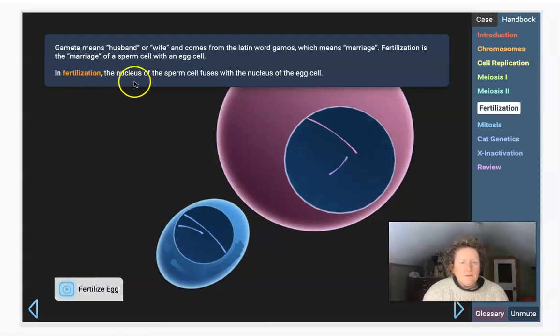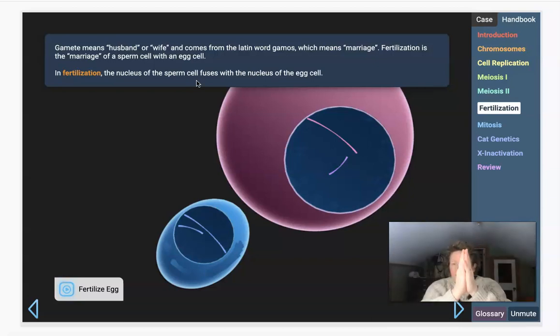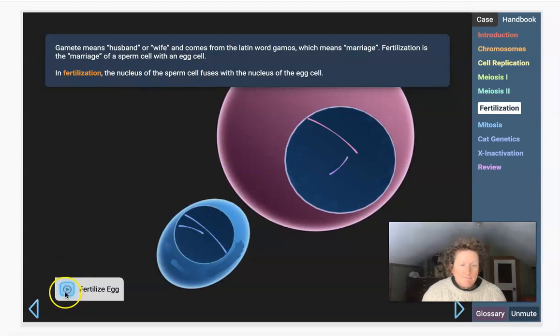In fertilization, the nucleus of the sperm cell fuses with the nucleus of the egg cell. So they're going from 2 cells to 1 cell. They're going from 1 copy of the chromosomes in each cell to 1 cell with 2 copies. That's the important thing about fertilization.